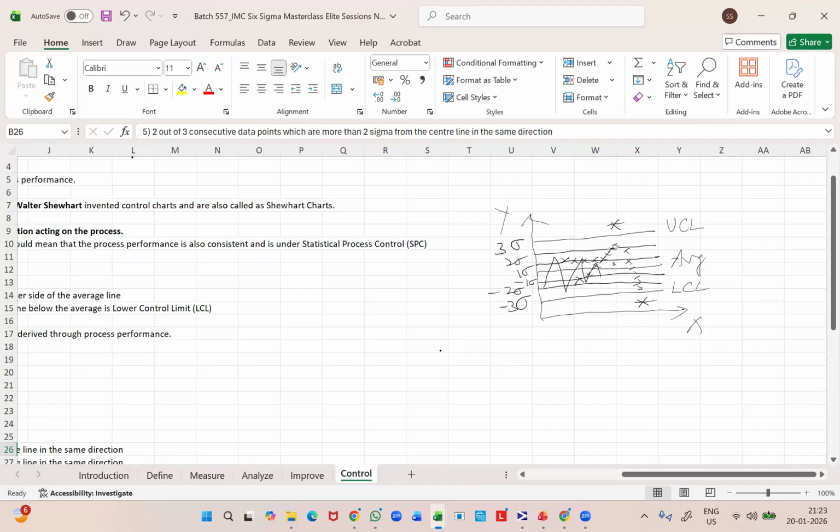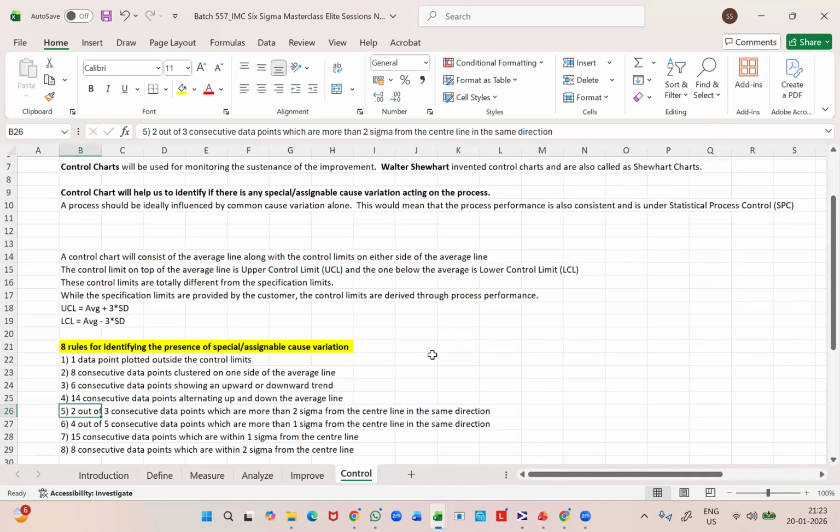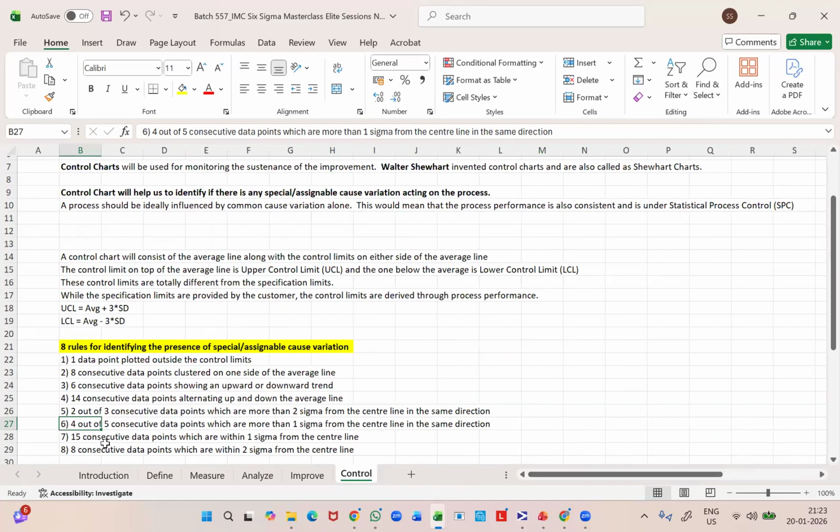So if you have 2 out of 3 consecutive data points getting plotted outside this 2 sigma limit band, outside plus 2 sigma to minus 2 sigma, from the center line in the same direction, then also we need to suspect presence of assignable or special cause variation acting on the process. Or if you find 4 out of 5 consecutive data points which are more than 1 sigma, getting plotted outside this 1 to minus 1 sigma band, then also we need to suspect presence of assignable or special cause variation acting on the process.